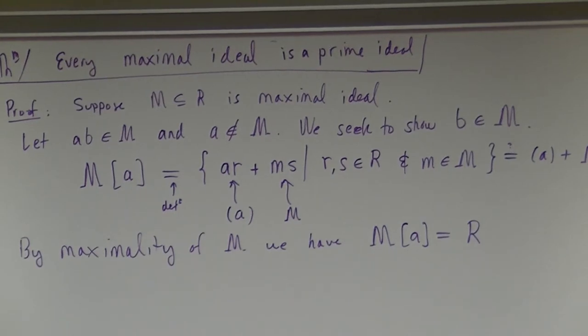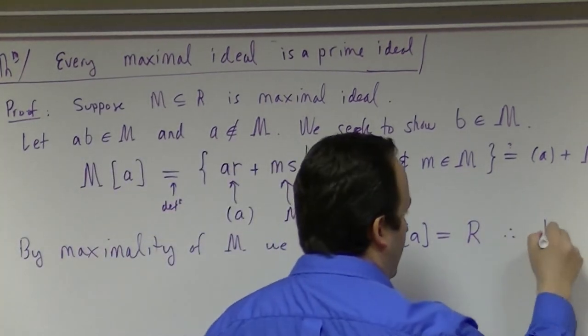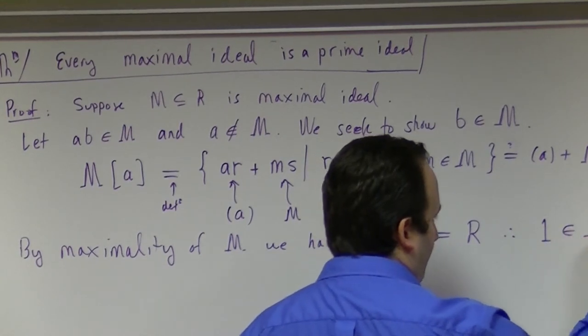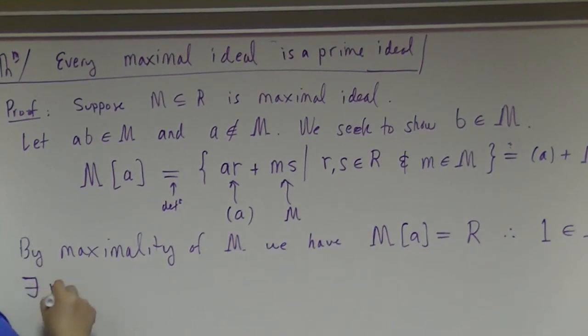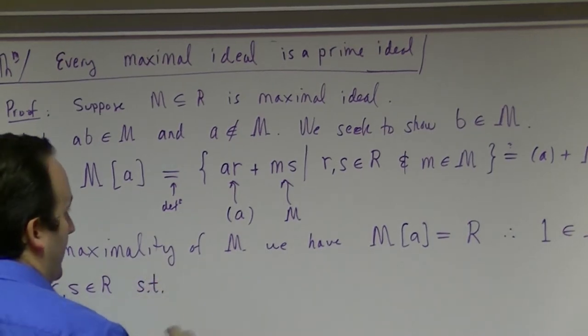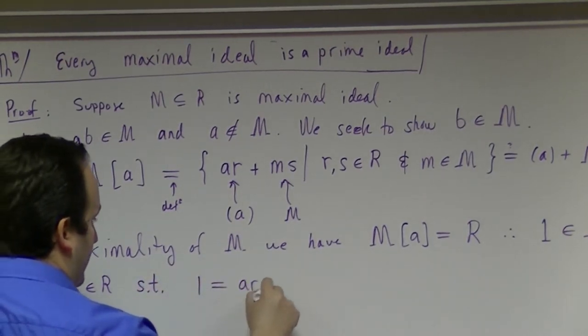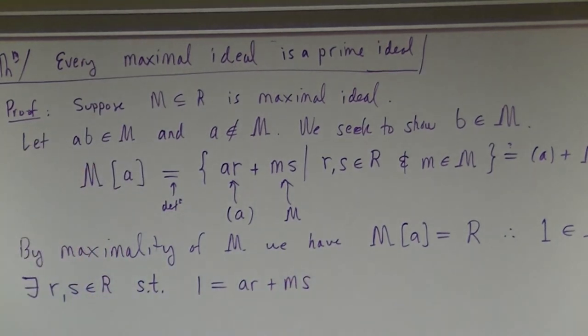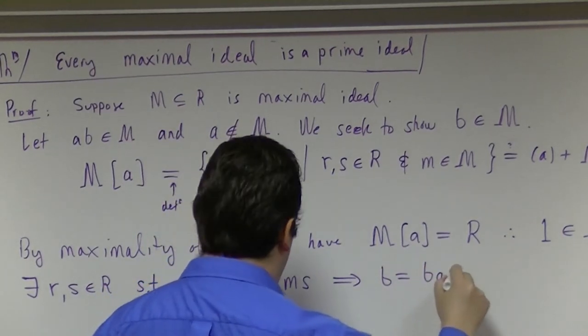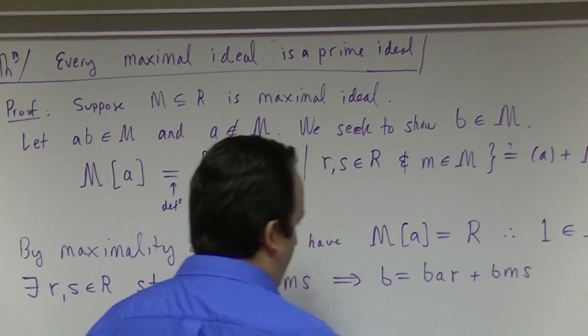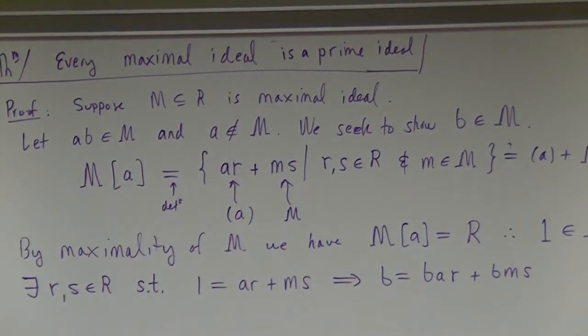But R is a ring with identity, right? So therefore 1 is an element of M, A. Which is awesome because that means that there exist R and S, elements of R, such that 1 is equal to AR plus MS. But then we do what we always do. We multiply by B. And then we think about our life.